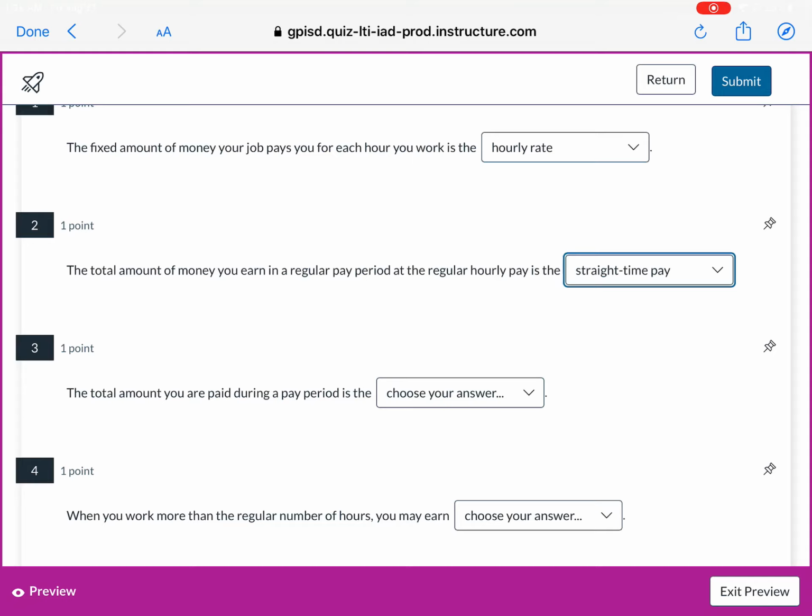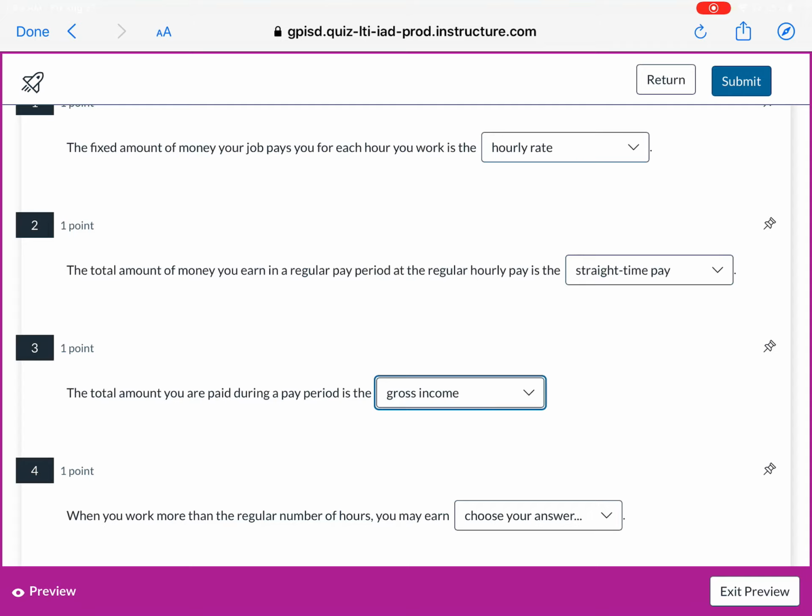The total amount you're paid during a pay period, that is your gross pay, your gross income. That's how much you take home. No, don't quote me on that. Sorry. That's not how much you take home. That's how much your check is. We'll talk about how much you take home later on when we start doing taxes and all that. Your gross income is how much you're actually paid.